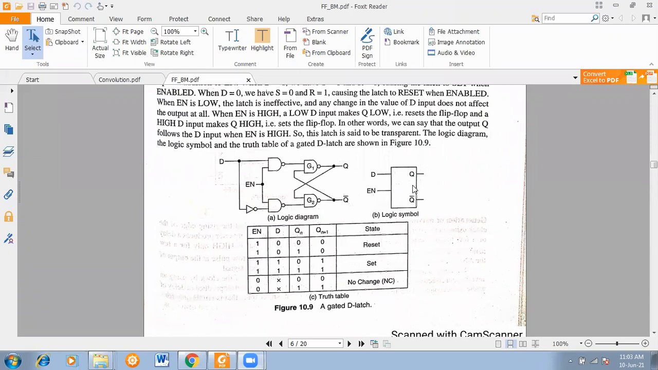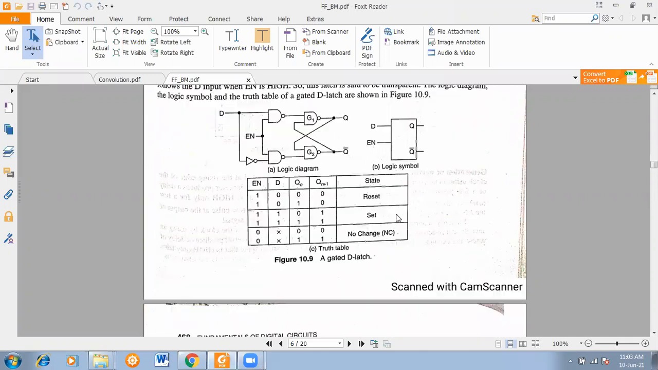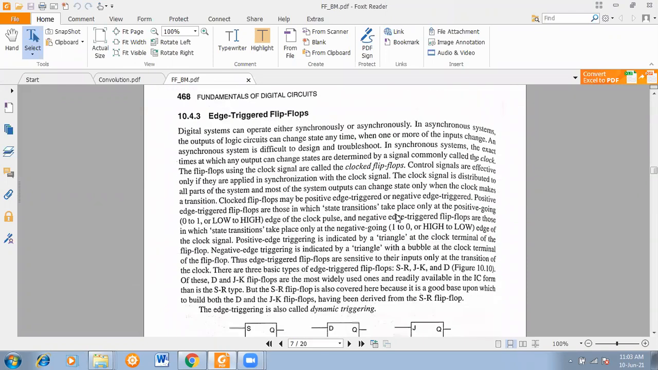So don't confuse, D is not data. D is delay. So D flip-flop means delay flip-flop. Why is it delay flip-flop? Because whatever input you apply goes to the output without change. If D is equal to 0, output will be 0. D is equal to 1, output will be 1. So whatever be the input will go to the output without any change, keeping in mind there is some delay. So that's why I call it delay flip-flop. So SR flip-flop and D flip-flop are completed.